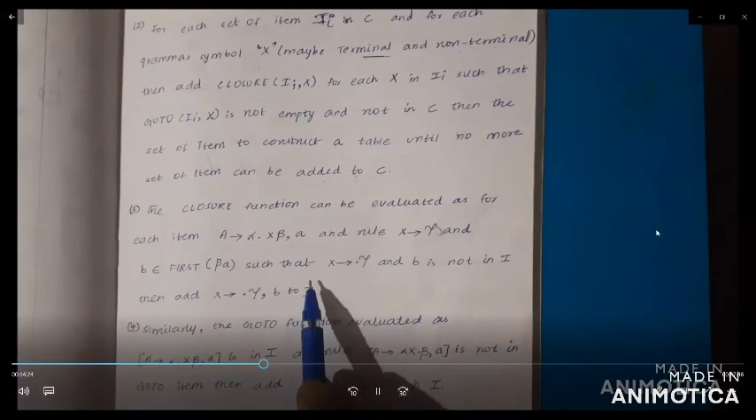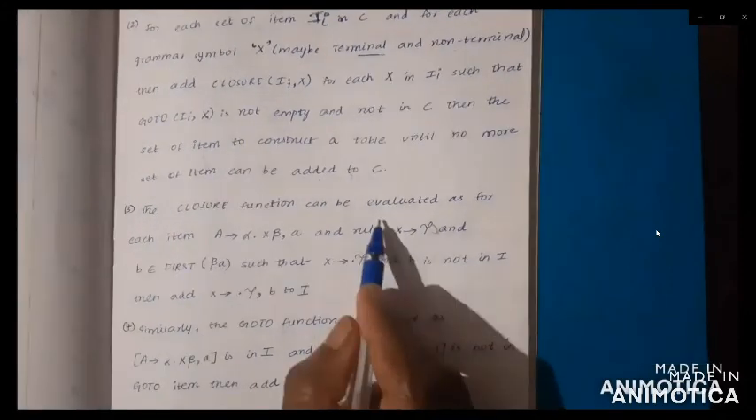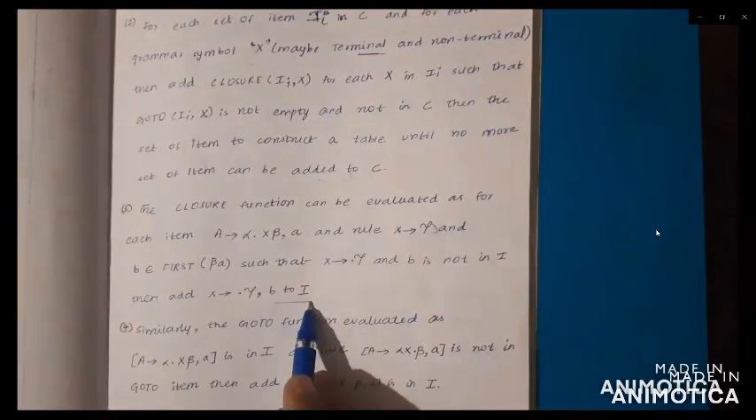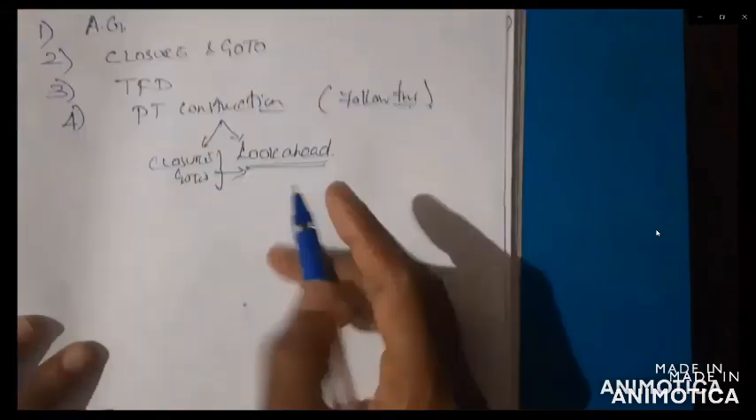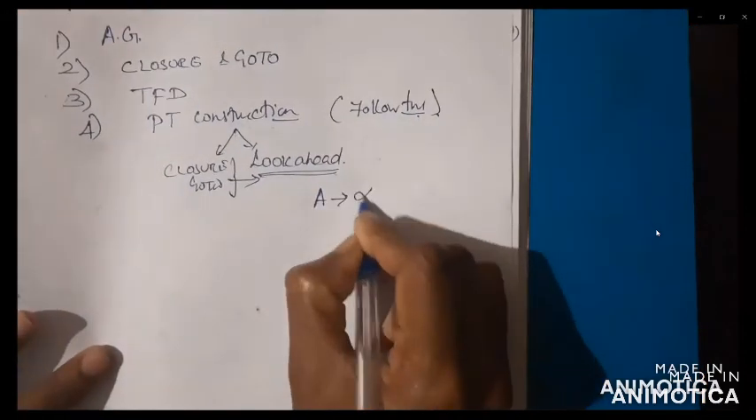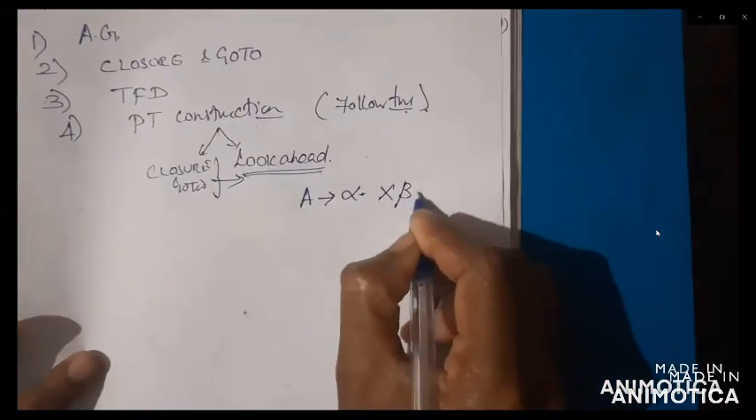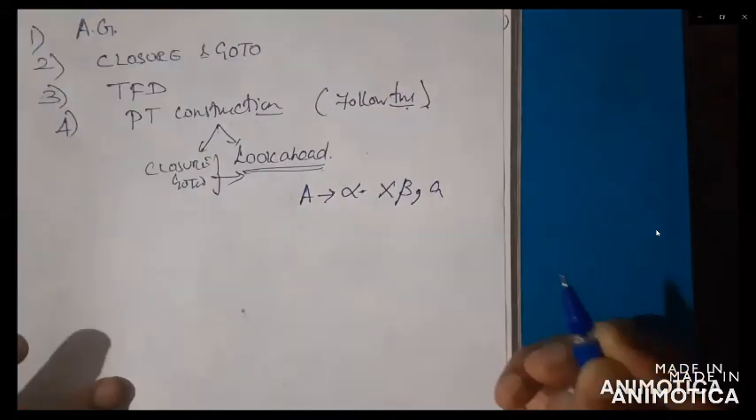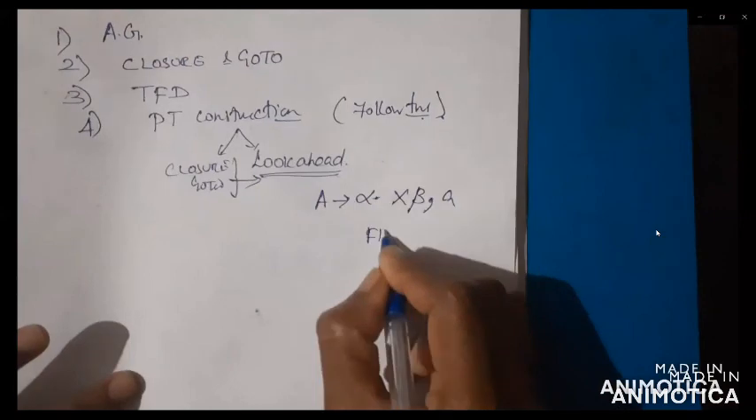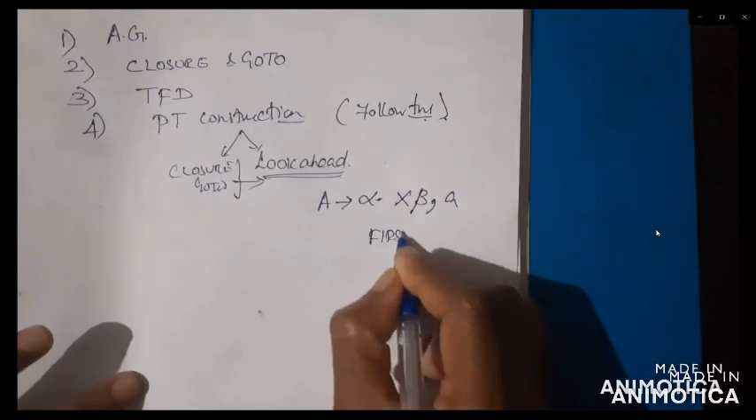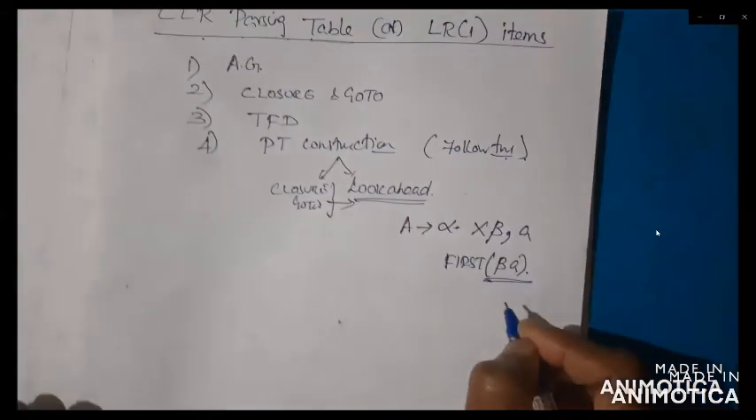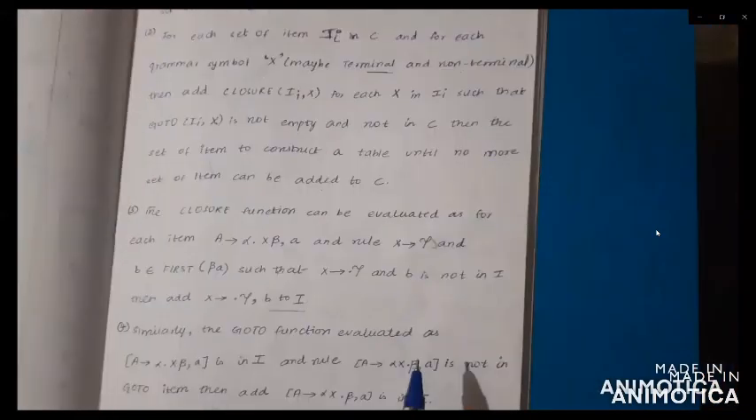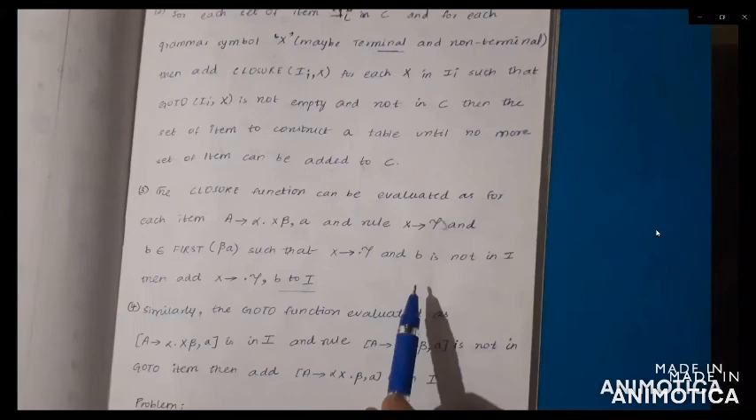So this is how you check the lookahead function. How to check the lookahead function? Based on the third rule only, you have to check it. I told you: A tends to alpha dot X beta comma a. Here you have to check the first of beta a. We will check based on these rules only.